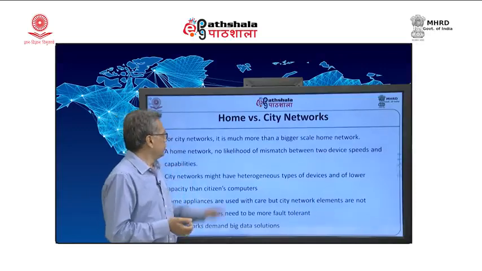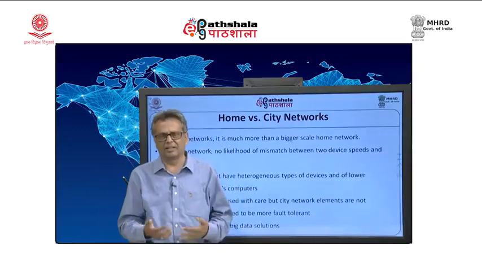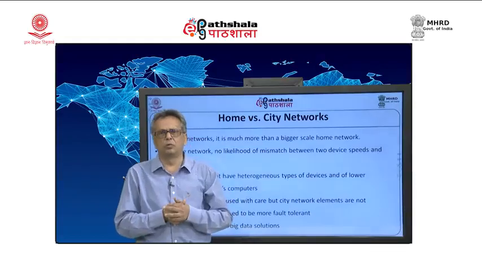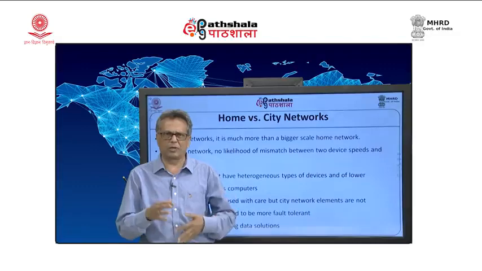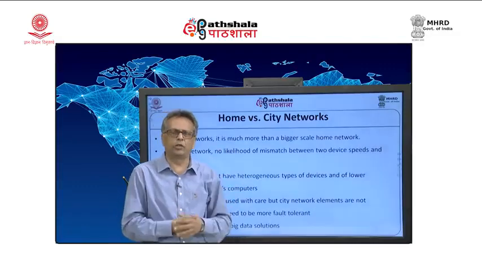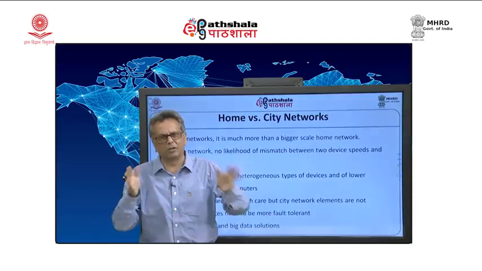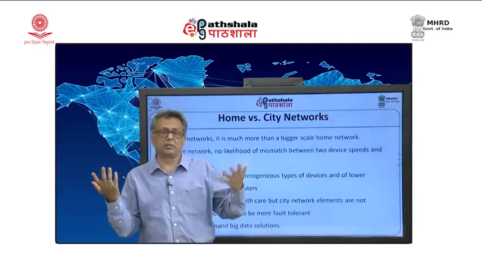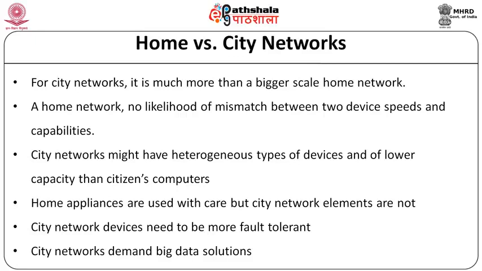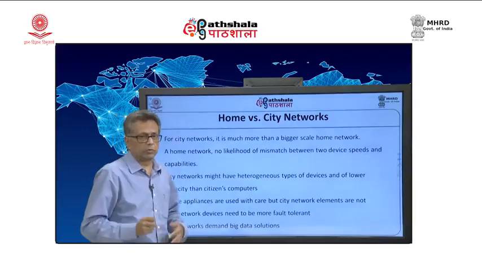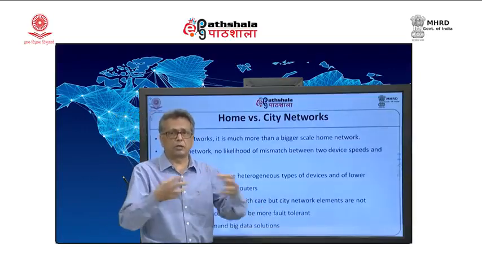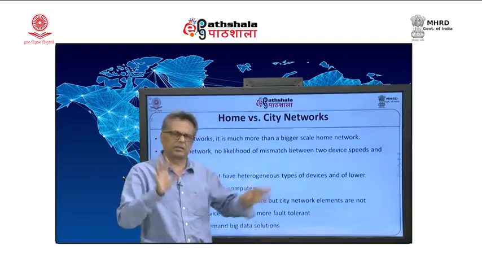Okay. And in a home network, there is no likelihood of mismatching here. If I have a good router, I will get a better laptop, and so on and so forth. I will not buy a very old router and get a very high end laptop, that is never going to happen. But in a city, it is quite possible. One department does not have budget, so they buy old or slow devices, and another department has faster devices, and there is going to be a mismatch. So, these problems do occur. And city networks might have heterogeneous types of devices, which will have trouble talking to each other, they may use different types of protocols, and these things are going to happen.